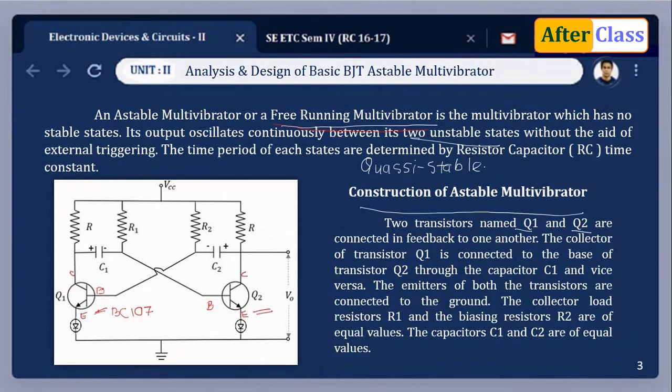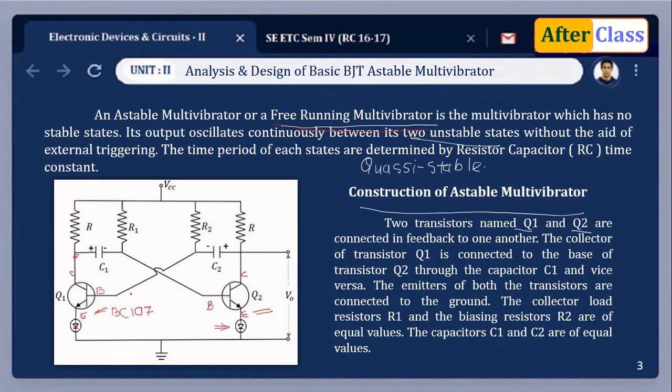These two transistors are connected in feedback fashion and it employs a positive feedback. The collector of transistor Q1 is connected to the base of transistor Q2, and the output, that is the collector terminal of Q2, is connected to the base of the first transistor. Emitters of both the transistors are connected to ground. Here I have shown an LED.